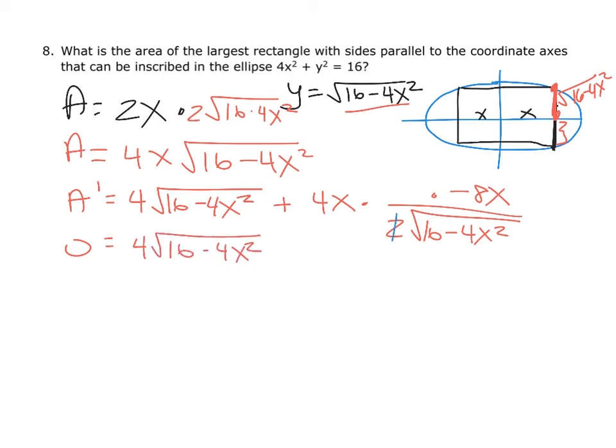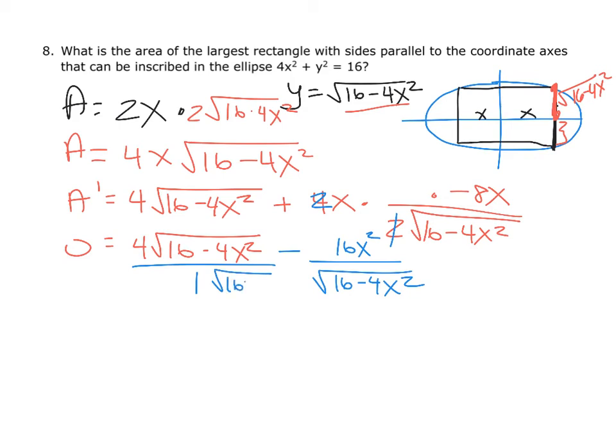I'm going to simplify that 2 out. It becomes a 2. So, minus 16x squared over that square root. Common denominator. So, we're going to multiply this left one times that square root, which ends up squaring this. So we get 4 times 16 minus 4x squared minus 16x squared.